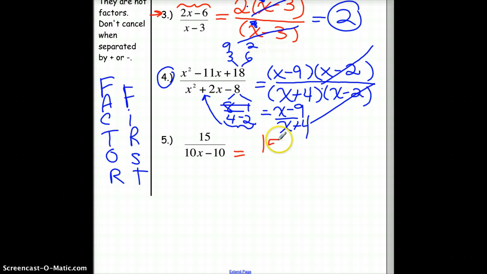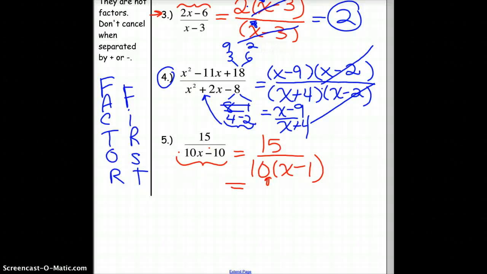So what I need to do is on the bottom, I have to, again, factor this. Well, they have a 10 in common. I'll factor the 10 out of both of these terms. Now, because I'm dealing with a product or multiplication, now I can look for common factors.